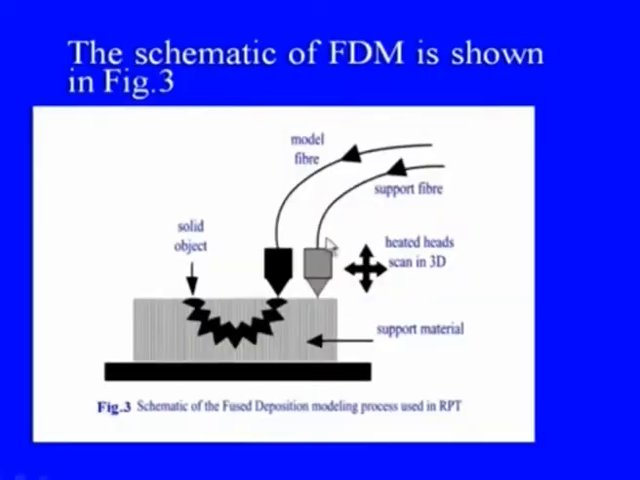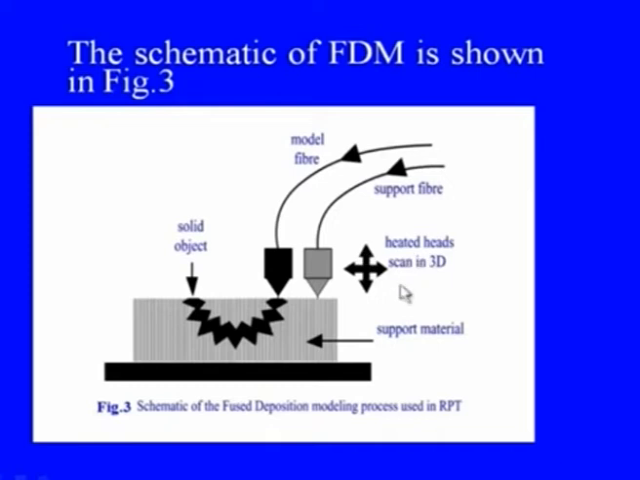This is being shown in the screen. This is the support material and this is the solid object being produced. So, this is where the model fiber is coming and this is the support fiber. That means, it provides mechanical support to the model, so that distortion is prevented or minimized.